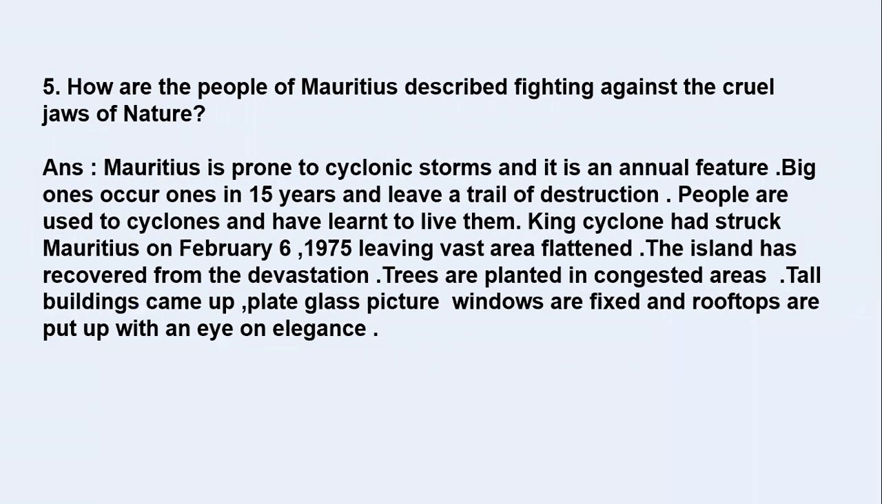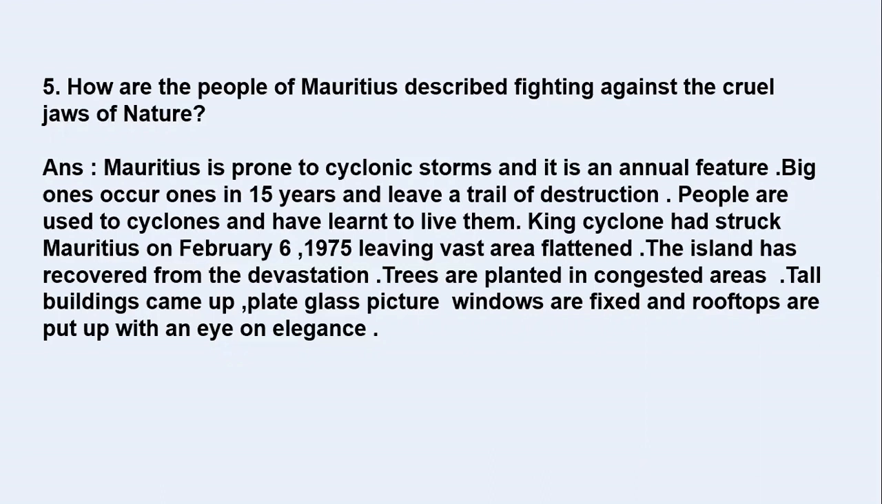How are the people of Mauritius described fighting against the cruel jaws of nature? So we learn and we come across that here people are fighting against the cruel jaws of nature. What is that cruel jaws? What is happening to the people there? The nature at times becomes very cruel. So how are the people fighting and facing all these things? So let's see the answer.